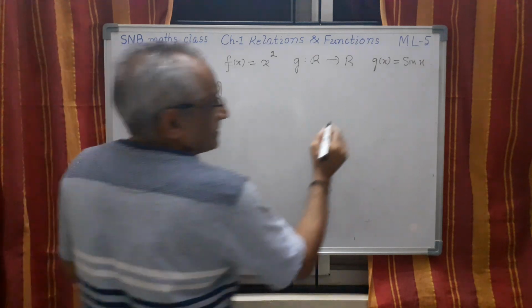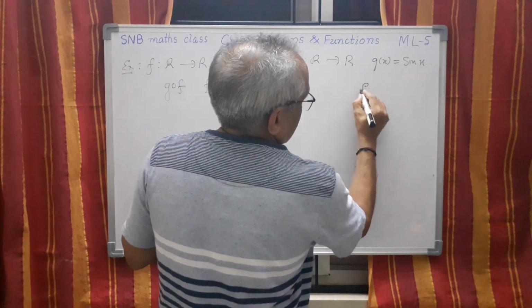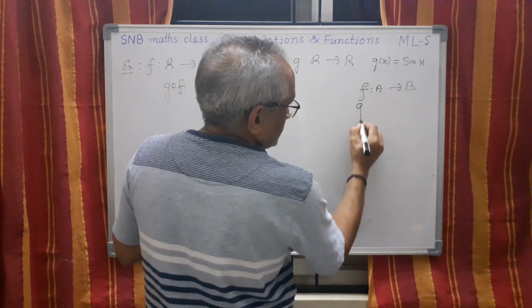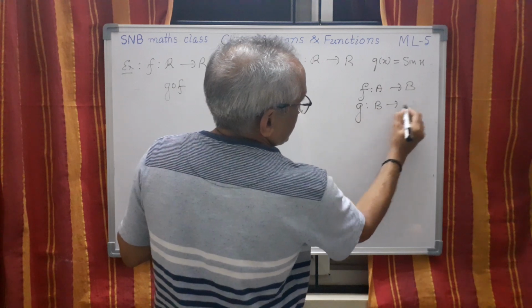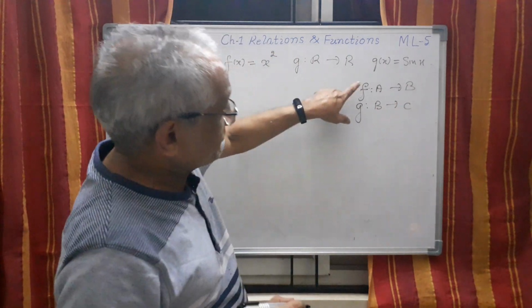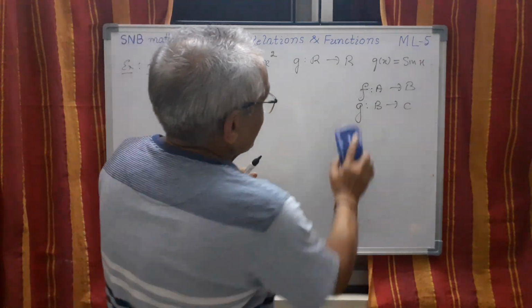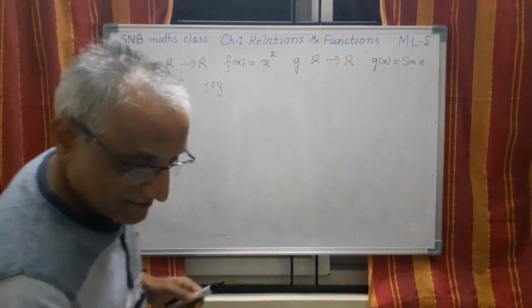Please remember this one. If f is from A to B, two different sets, and g is from B to C, then you have to define only g of f. f of g is not possible, but here both are possible. Let us find both and see some interesting result.